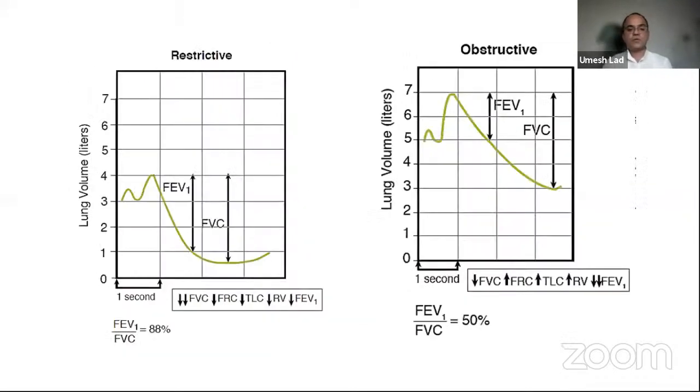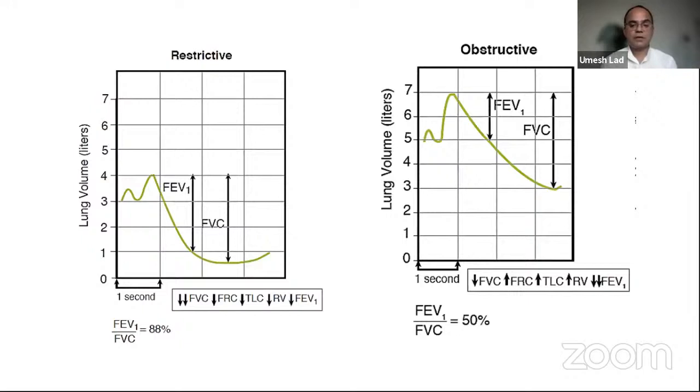Now restrictive. In the restrictive, what you will see is the graph itself is decreased, the total lung capacity is decreased, the FEV1 is decreased, and FVC is decreased. But the ratio between FEV1 and FVC is around 80%. The ratio is normal, but all the possible values are decreased way below normal. So FVC is decreased, all those are compromised, but if you take a ratio, the ratio might be normal. This is the difference between restrictive and obstructive lung disease.